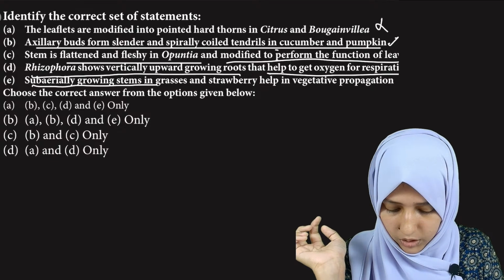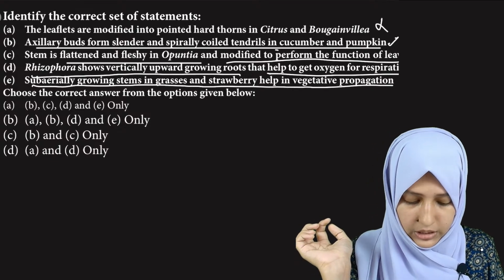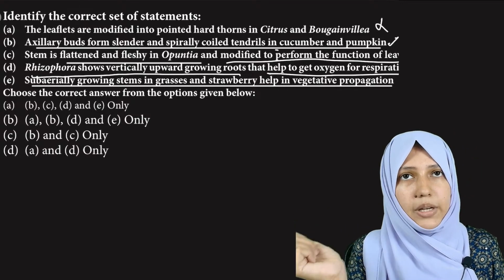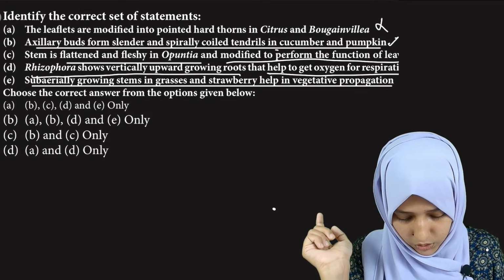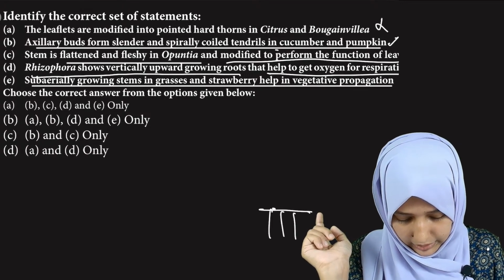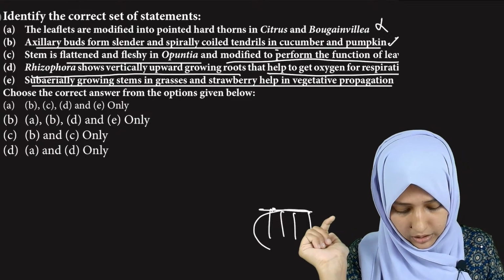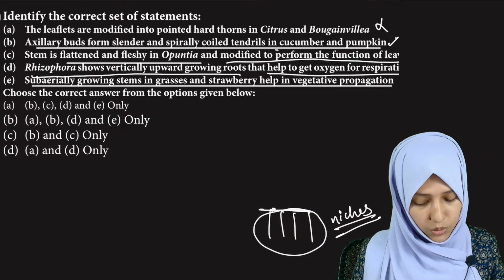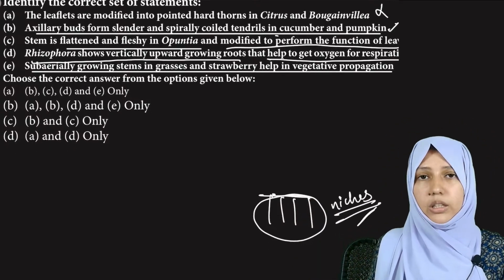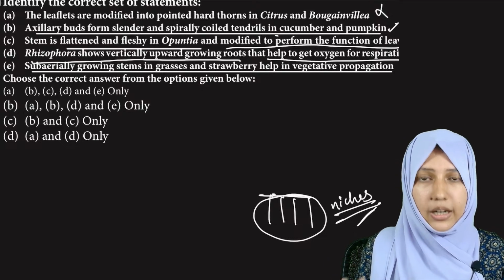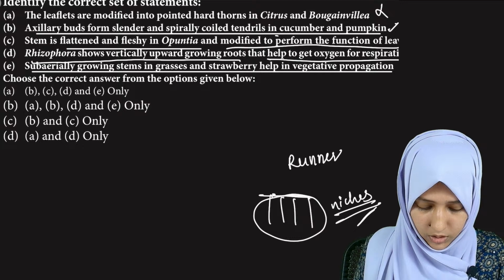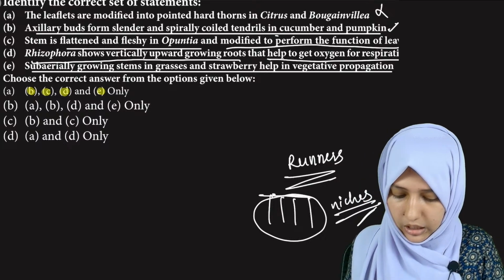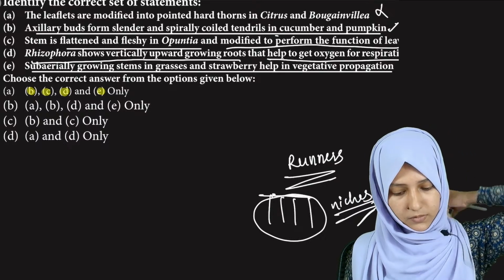Now, subaerially growing stems in grass and strawberry help in vegetative propagation. This is also true, because in strawberry and grass we have seen there are subaerial stems, and these stems will form new plants, so they are helpful in propagation. They are known as runners. So the answer is option A: B, C, D and E are right. Clear? Now going into the next.